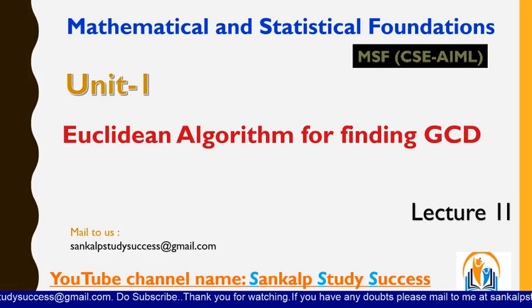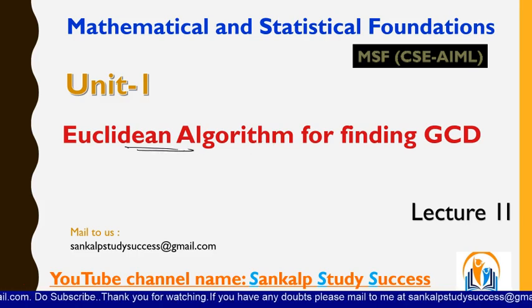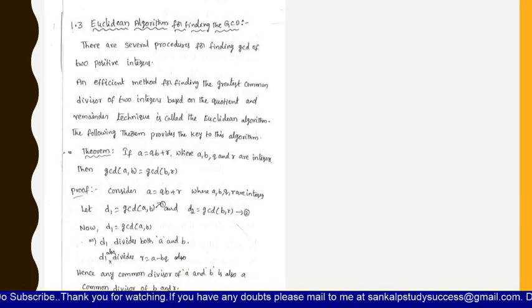Today we are going to see the next topic, which is the Euclidean algorithm for finding the GCD. This is the most important algorithm, and you can expect many questions from it. We will come into this. First of all, what is the Euclidean algorithm?